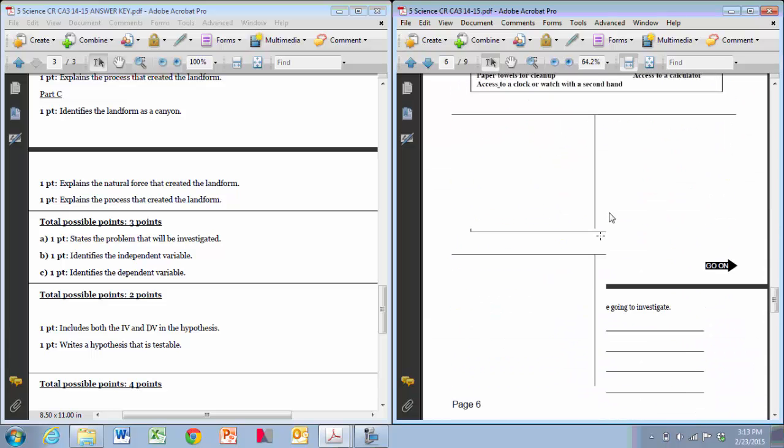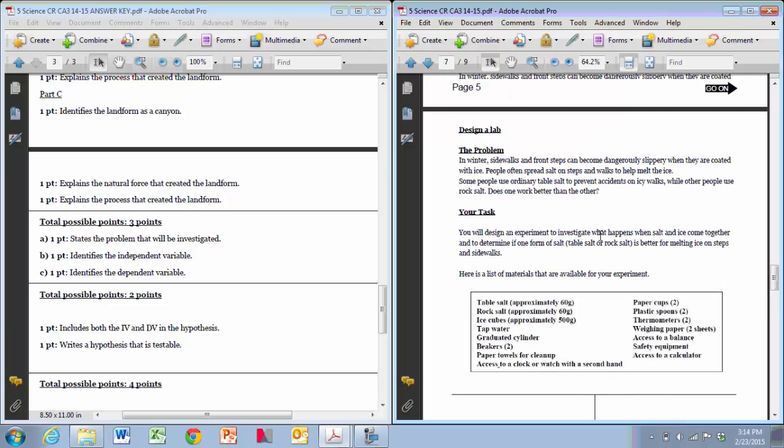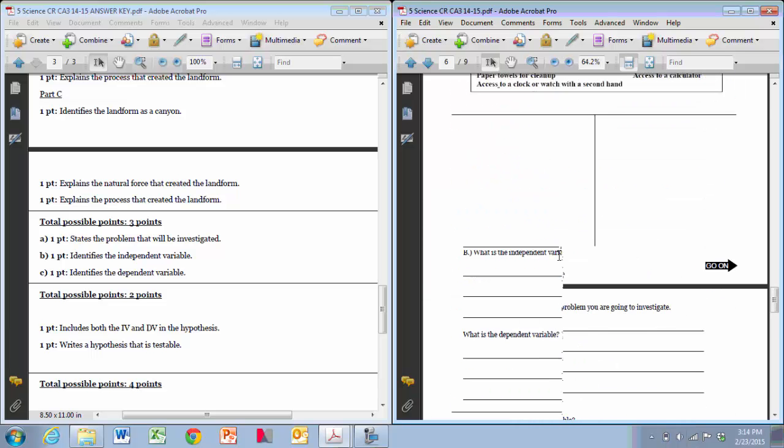So for this next one, it is asking scholars to design a lab and gives them a scenario that they should be familiar with about how sidewalks can become really slippery when they're covered with ice. And so they're asked to design an experiment about what happens when different types of salt and ice come together, and to figure out what type of salt would be best for melting ice on the steps of a sidewalk, or steps and a sidewalk. So it gives them all of the materials that they have, and then they have to design the experiment.